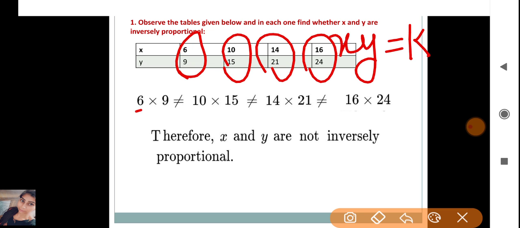So let us multiply 6 and 9, 10 and 15, 14 and 21, 16 and 24. As we can see, 6 nines are 54. This is 150.